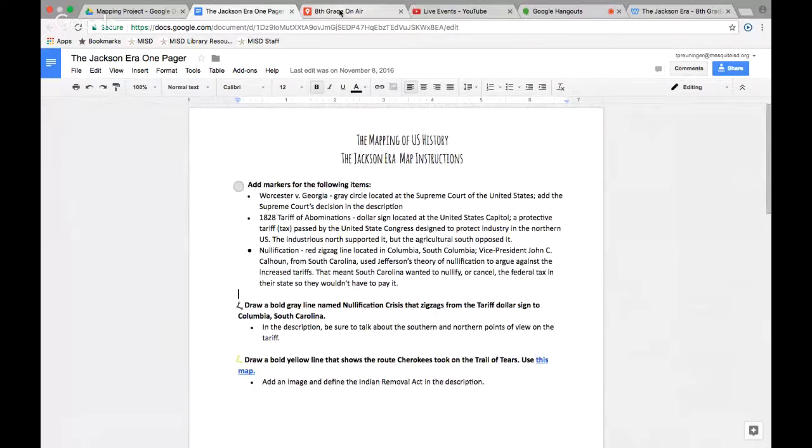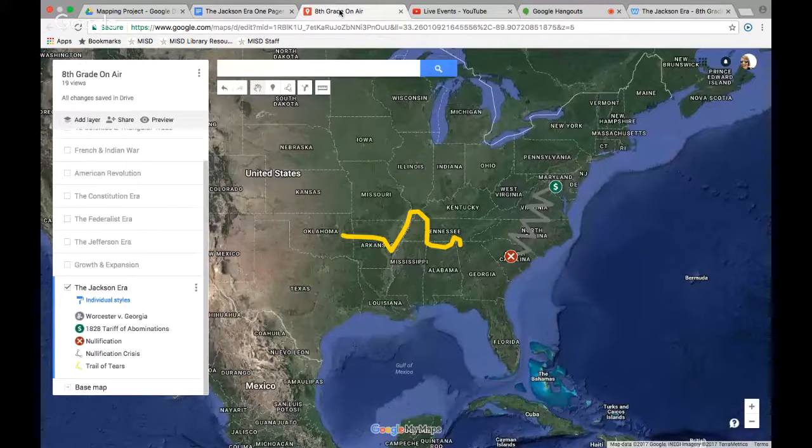And then you'll need to make your way to Google My Maps. I've already added the next layer. I've also already mapped these things for us, so I'm just going to overview what they are and what your kids can do with these markers and with these lines. So the first thing that we mapped is the Worcester v.